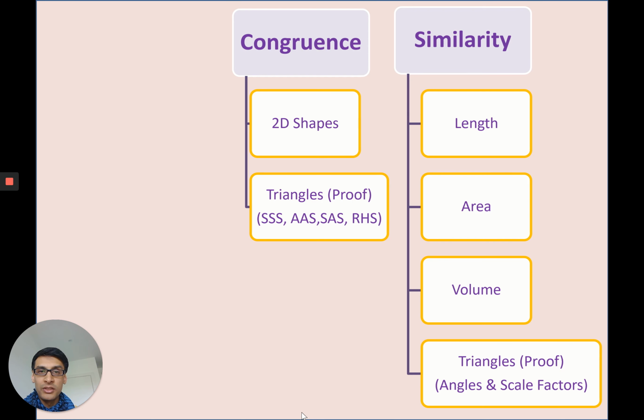Similarity and congruence. This is a little map of the topic and how it all relates together. So congruence, we're going to look at 2D shapes, and specifically triangles come up quite often with this topic. And then similarity, which is looking at 2D and 3D shapes. And then we'll do some proofs as well within each of these three parts.